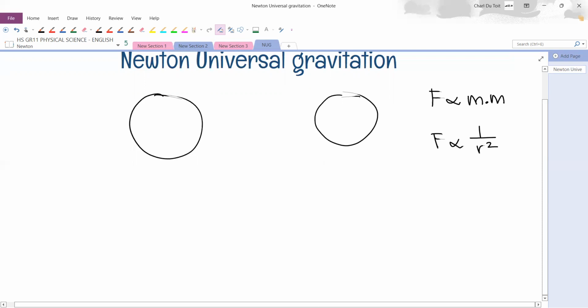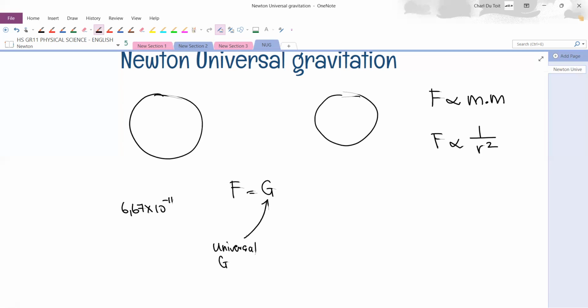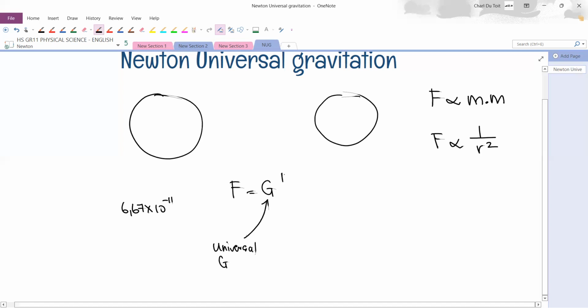Anyway, okay. So now there's a formula. The formula looks like this. The force equals G, big G, that's the universal gravitational constant. And that is 6,67 times 10 to the power of minus 11. That's a constant, and they give it to you. Okay. And then m1 times m2 over r squared.